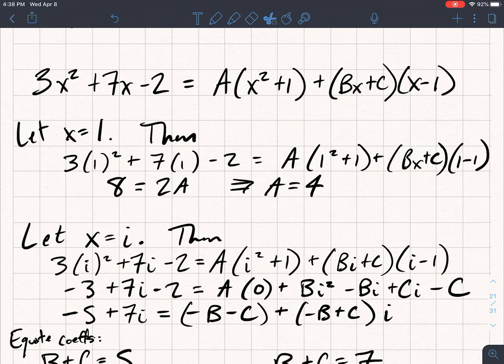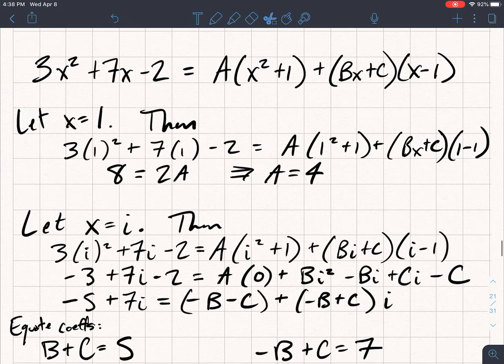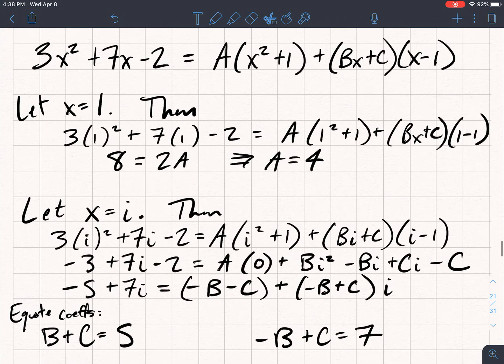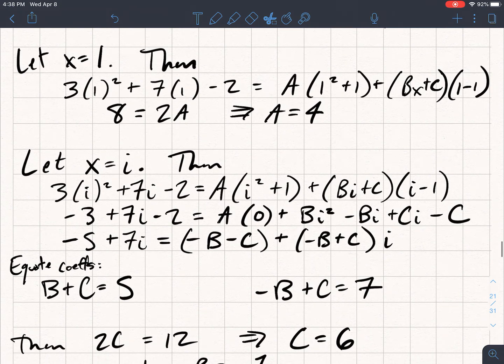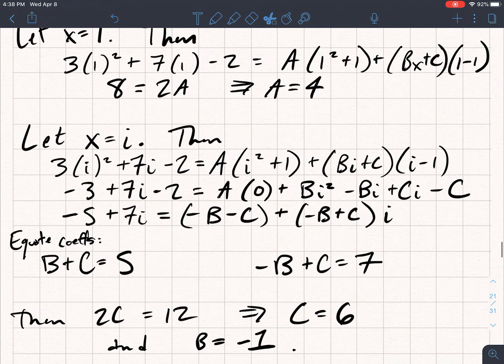We still ended up with a system of equations, but it's a 2x2 system instead of a 3x3 system, so it's a little bit more straightforward. Do a bunch of algebra to solve the system, get c equals 6 and b equals negative 1.